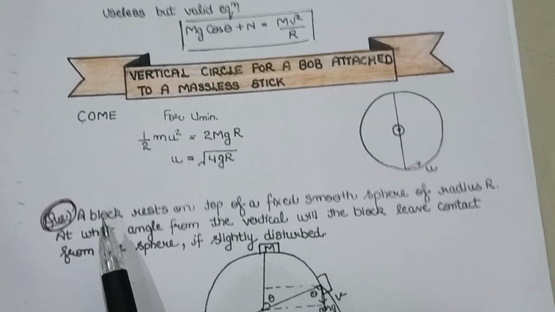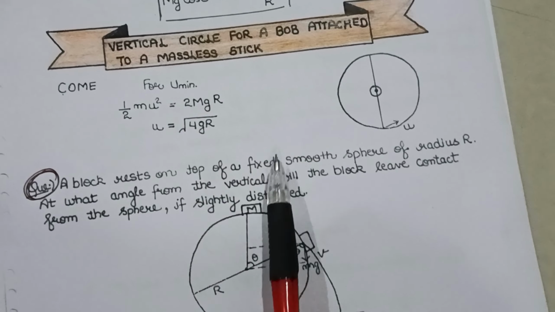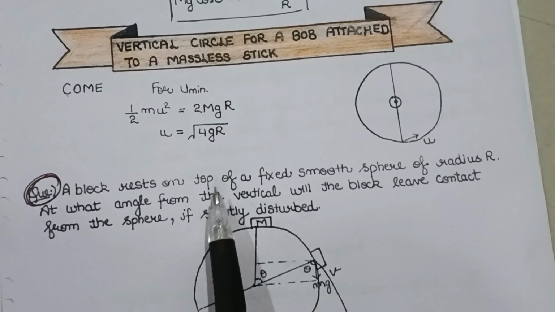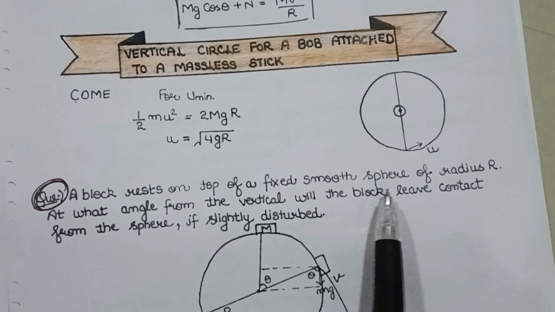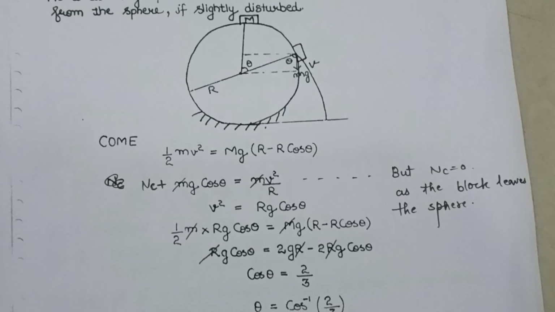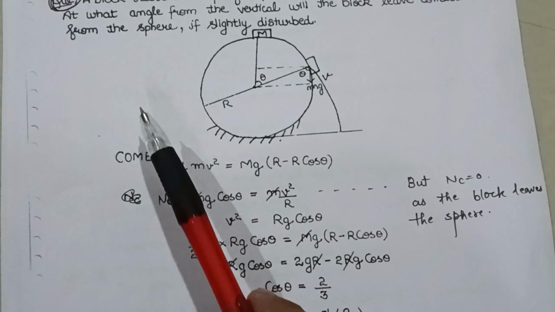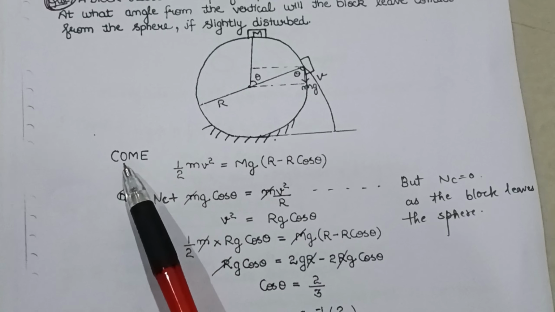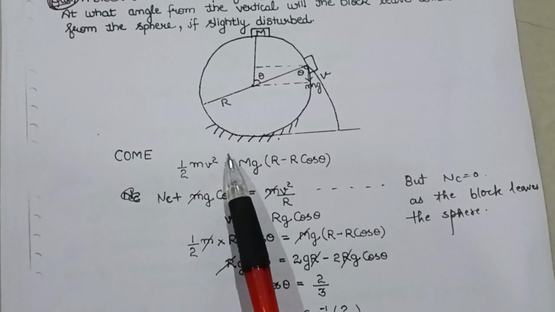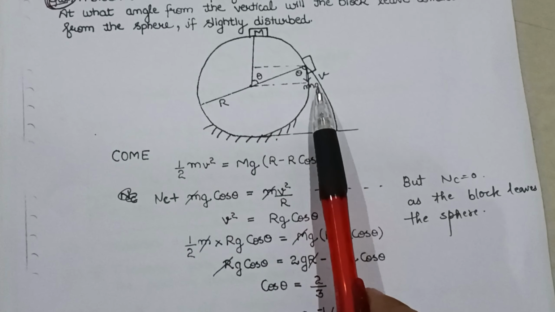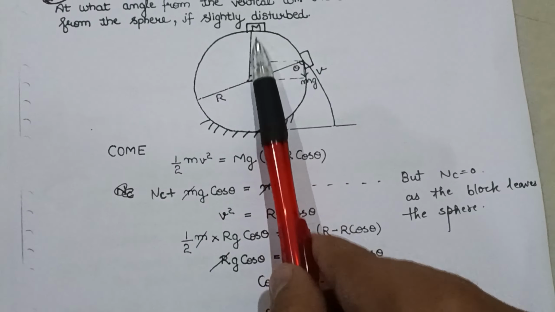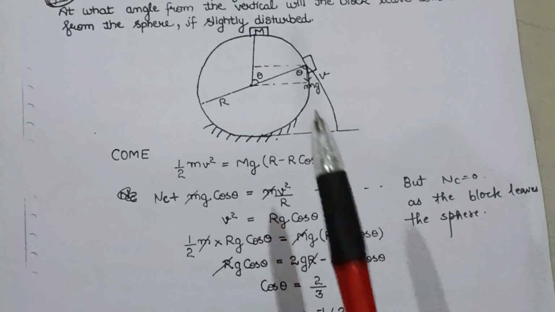Question. A block rests on top of a fixed smooth sphere of radius r. At what angle from the vertical will the block leave contact from the sphere if it is slightly disturbed? So according to this figure, we apply the law of conservation of mechanical energy. Half of mv square is equal to mg into r minus r cos theta.